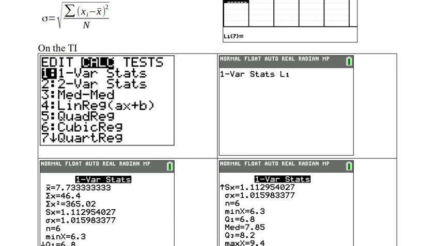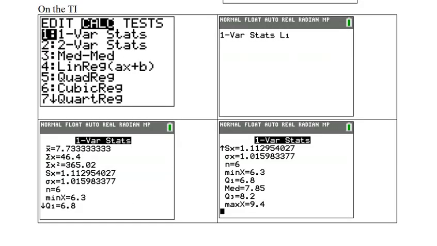On your screen, you'll see that you're doing one variable statistics. You might have to load L1, that's in the list menu again. And then when you press enter, you can see that two screens appear. That downward pointing arrow in the bottom left means that you've got more information. And there is a lot of information here. So let's take a look.